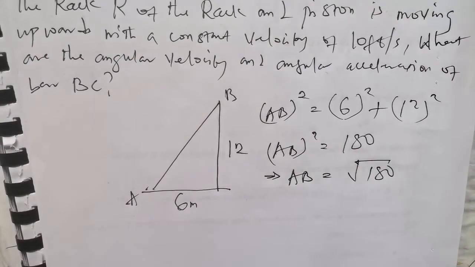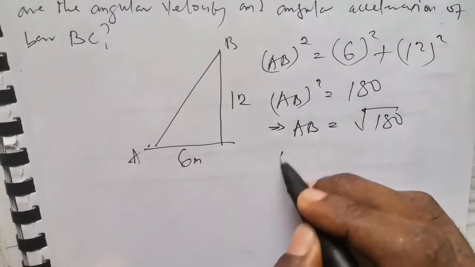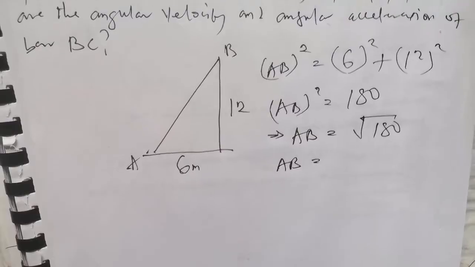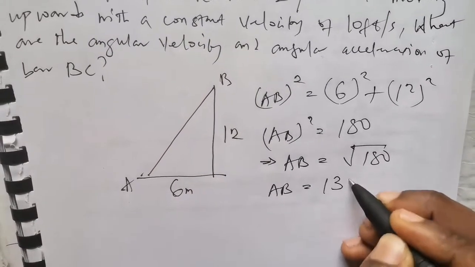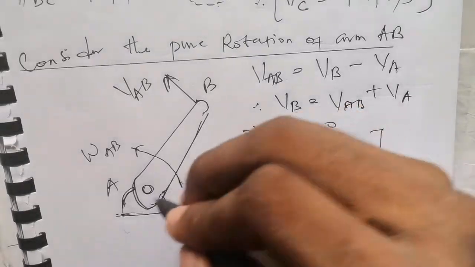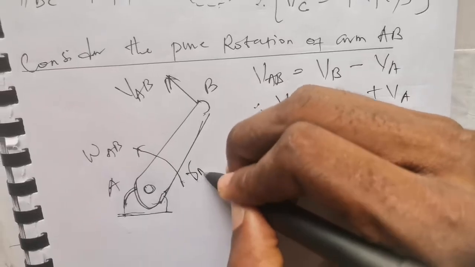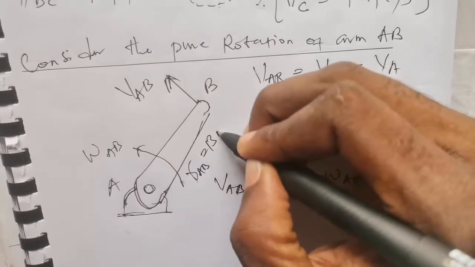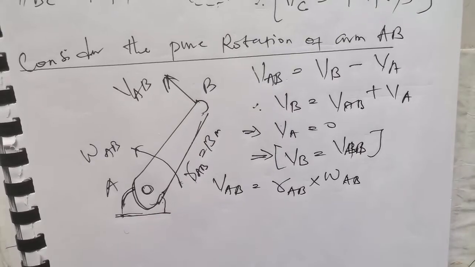So we obtain the square root of 180, and that gives us AB approximately equal to 13 meters. So AB is simply 13 meters. All right, so having that distance in mind, it means RAB equals 13 meters. So we know the position or distance between A to B.